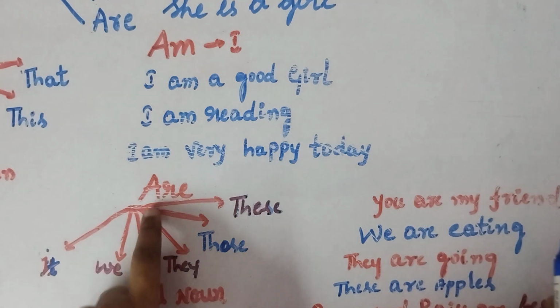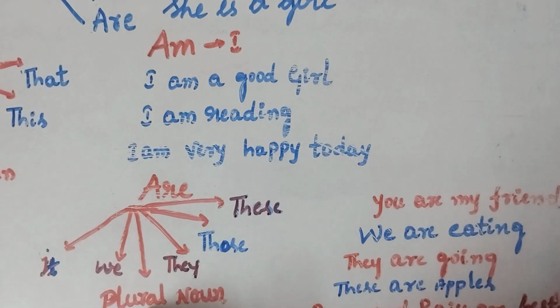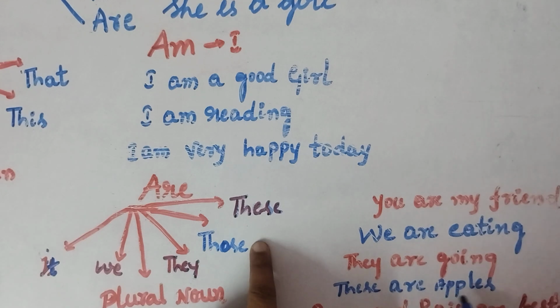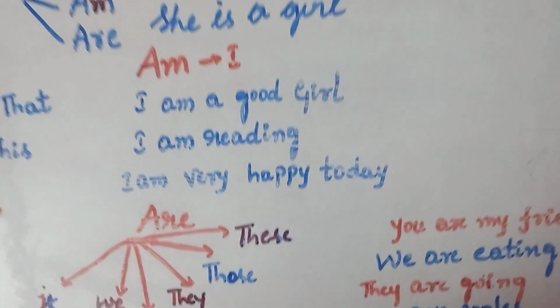Okay. Next, they. They is also a plural noun. So, they are going. Next, those. Those are trees. And then next, these. This is also a plural noun. These, those, they. So, these are apples. Okay.